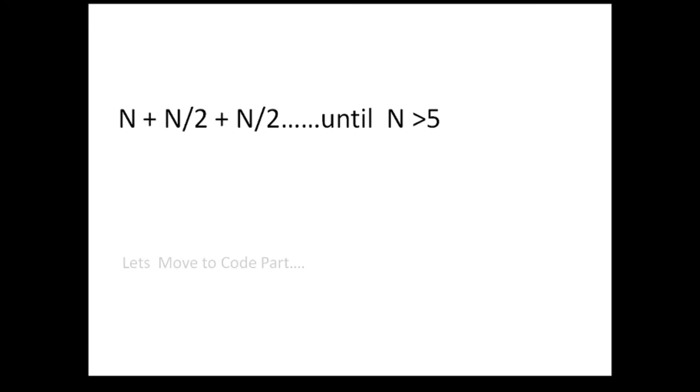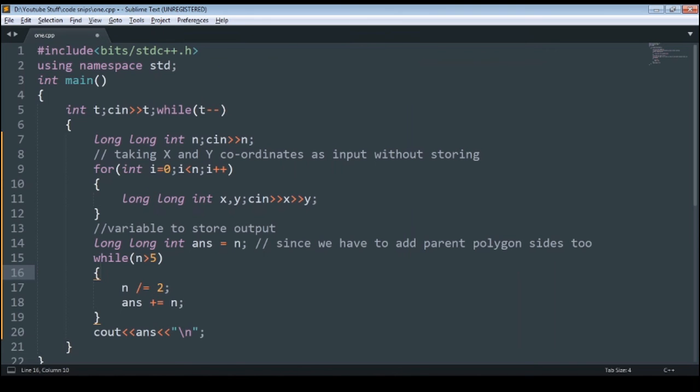Now let's move to the code part. Here we are taking x and y coordinates as input without storing them, because we have the input format with the coordinates as well. And we are initializing our output variable with n because we have to add the parent polygon size to the output too. And we are calculating the number of child polygon sides within this while loop. So this is the entire working code of this problem.